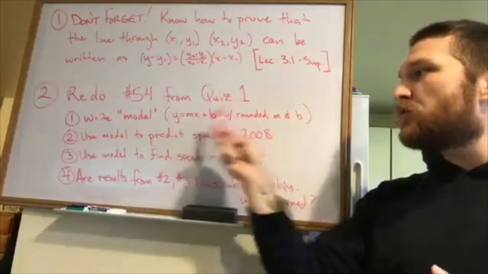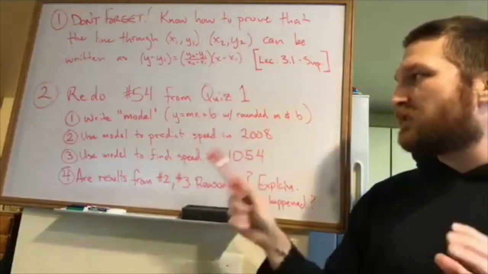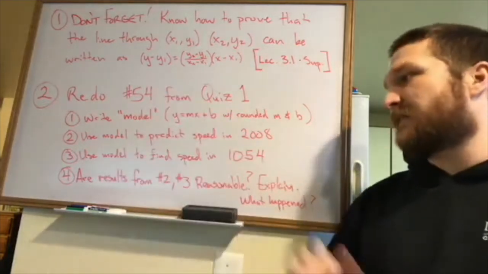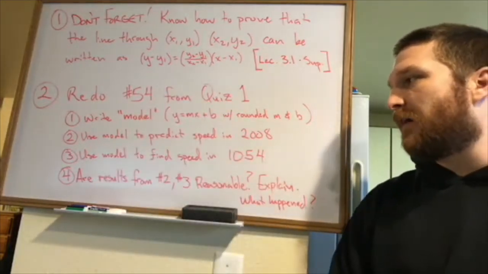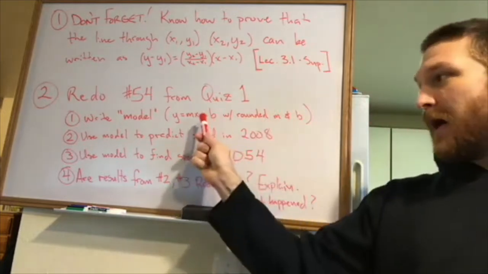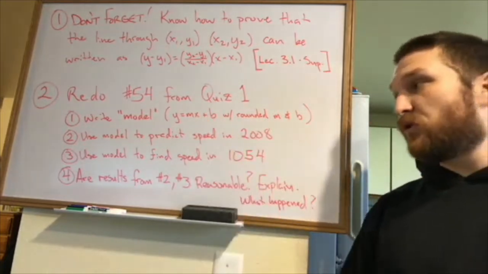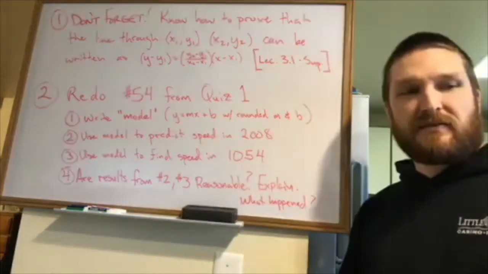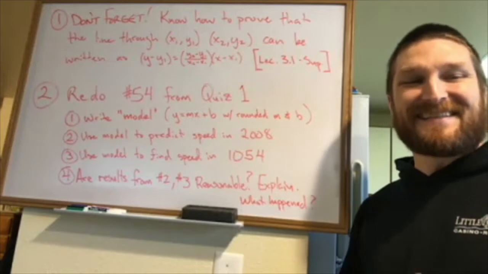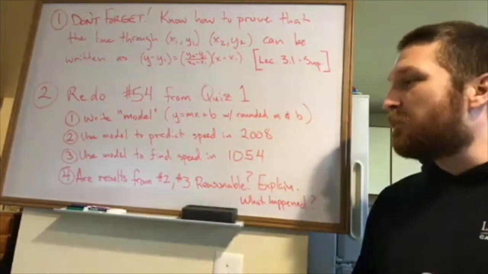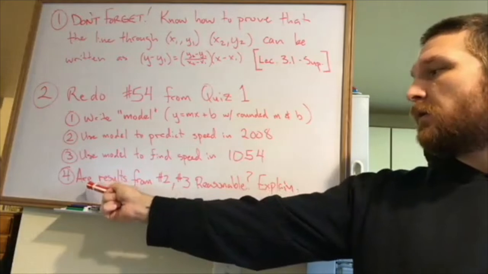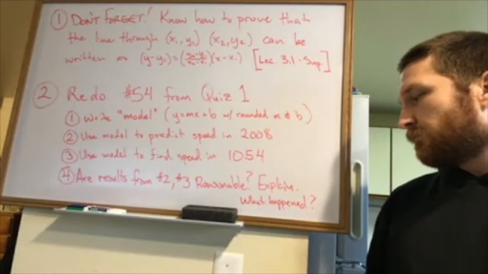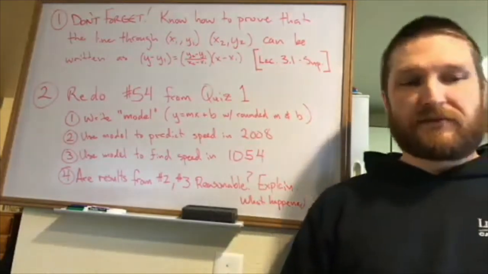Part 2: use that model to predict what the land speed record will be in 2008. That's pretty much what 54 was asking. Now I want you to go a little bit above and beyond. Use your model, that equation, to find the land speed record in 1054. And yes, that's the year of the Great Schism. From there, a little bit of critical thinking: are the results from number 2 and number 3 reasonable? Explain. Finally, what happened? You'll see what I mean when you do this.